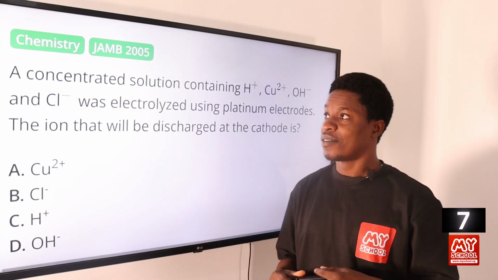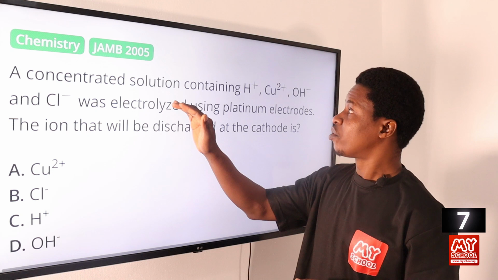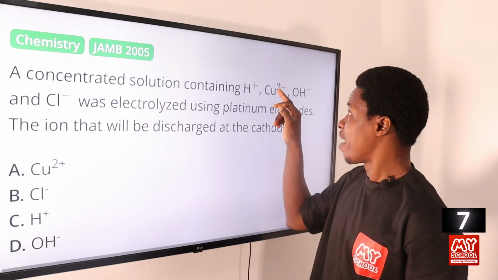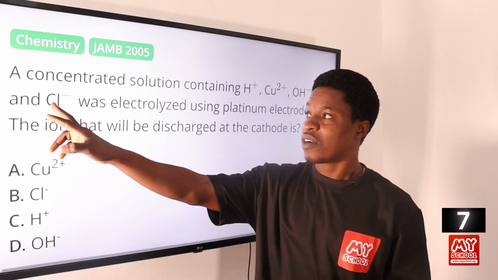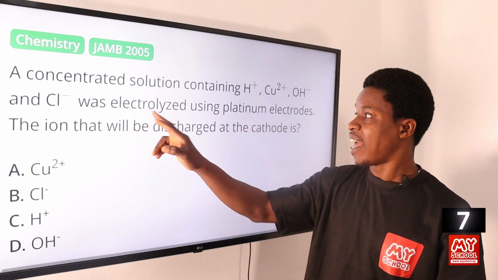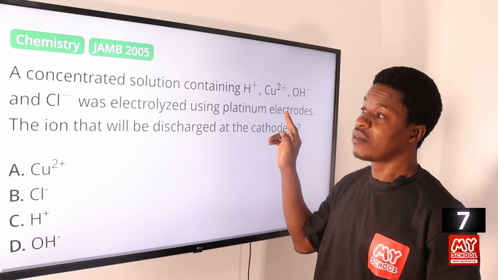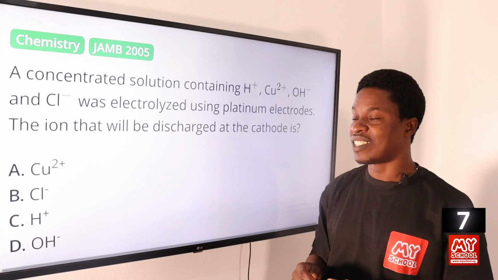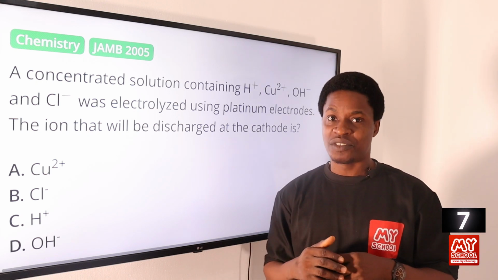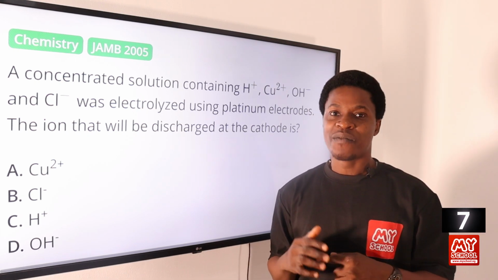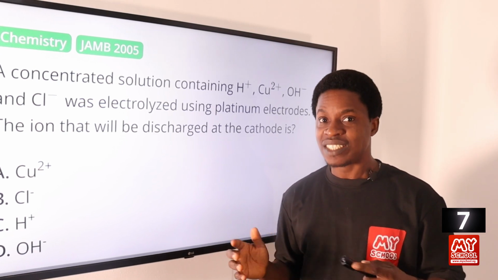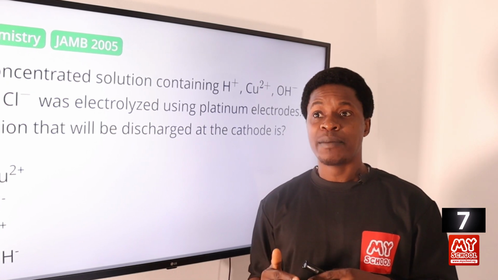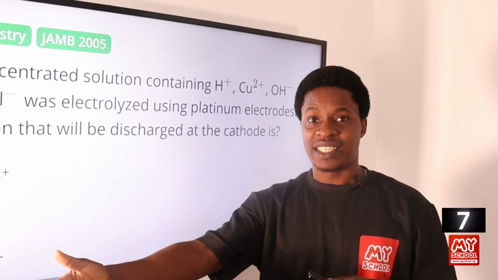Question number 7 now. A concentrated solution containing hydrogen ion, copper 2 plus ion, hydroxyl ion and chloride ion was electrolyzed using platinum electrodes. The ion that will be discharged at the cathode. This is an aspect of electrochemistry. Usually many students find it difficult solving questions on this. We talk about the ions that are preferentially discharged.